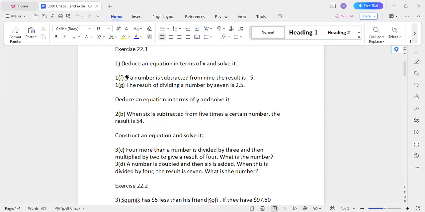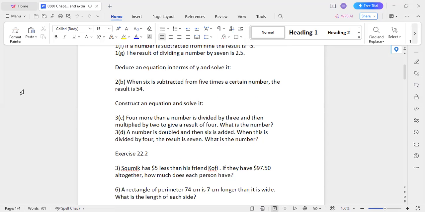How about Yinzi? Let's try a little step up from here. When 6 is subtracted from 5 times a certain number, the result is... It's always good to read this carefully to see how we get our answer. 5x minus 6 equals 54. In terms of y. Very good. So how would we solve for y? Move the 6 to the other side and then divide it by 5. Yep, so we get 12.